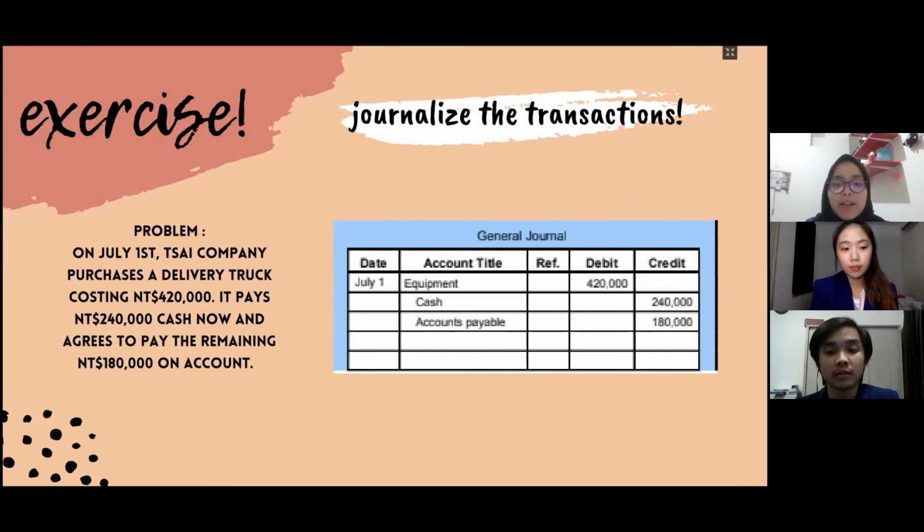The solution should be debit in equipment for 420,000 and then credit in cash and accounts payable for 240,000 and 180,000 because the problem says it pays 240,000 cash now and agrees to pay the remaining 180,000 on account. Therefore, they have two credit accounts, which is cash and accounts payable.